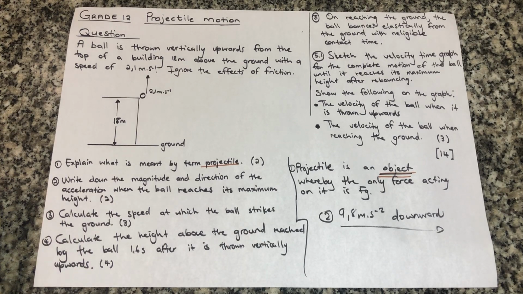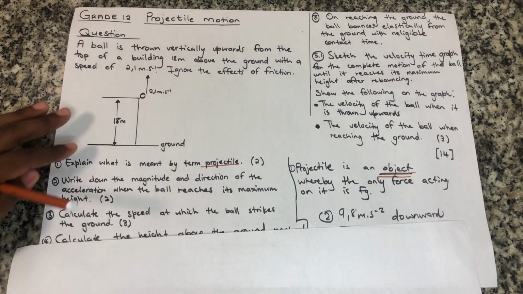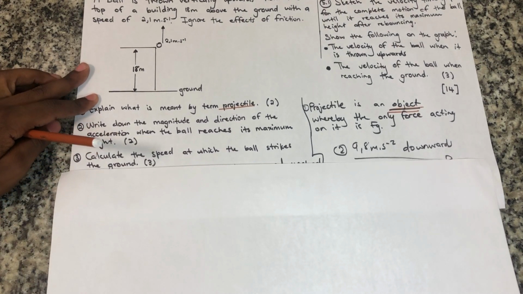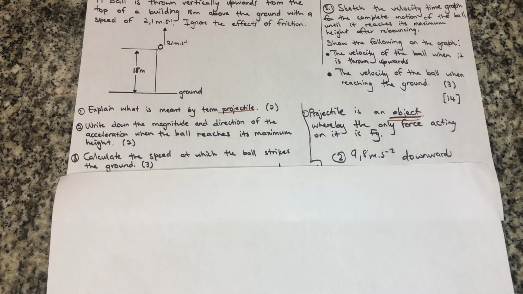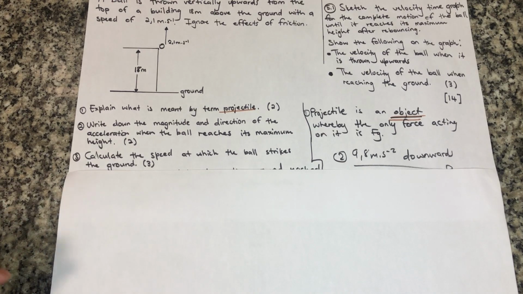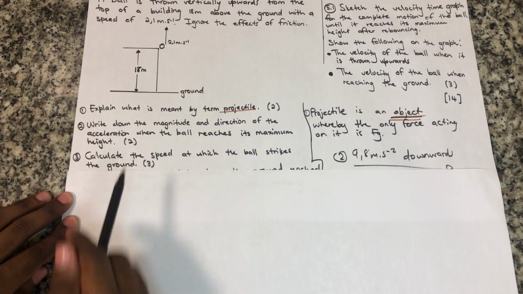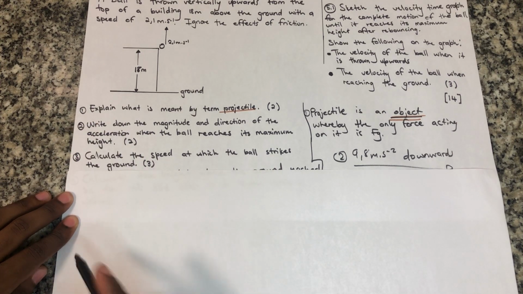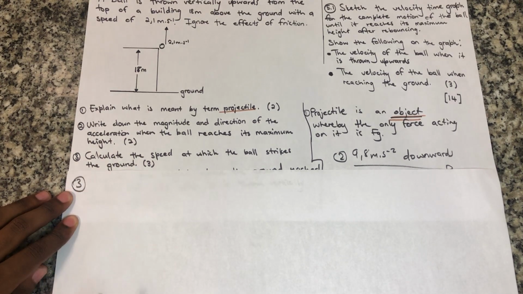The speed at which the ball strikes the ground. We're going to use this one in this instance. The ball is projected upwards and comes back to strike the ground, so we have to calculate the speed, meaning the final velocity there.